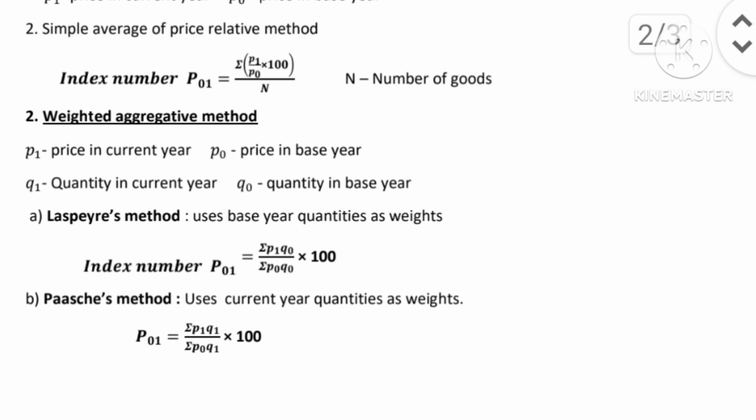Now we will study the weighted aggregative method. Under weighted aggregative method, the first method is Laspeyres method. Laspeyres method index number is given as summation P1 into Q0 divided by summation P0 into Q0. P1 is the price in the current year, P0 is the price in the base year, Q1 is the quantity in the current year, and Q0 is the quantity in the base year. This Laspeyres price index number usually uses the base year quantities. You can see in the formula only one current year variable is taken into consideration, that is price in the current year. Index number P01 is equal to summation P1 into Q0 divided by summation P0 into Q0, into 100.